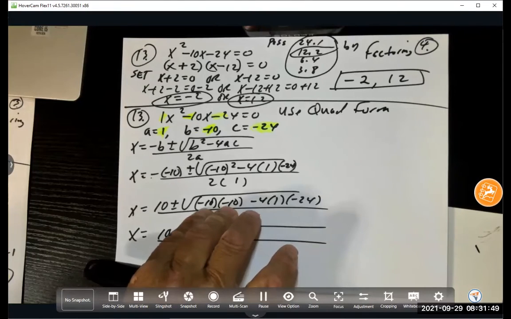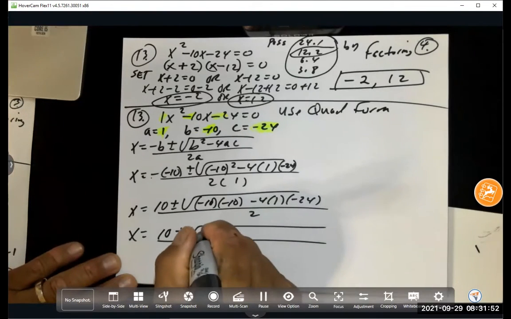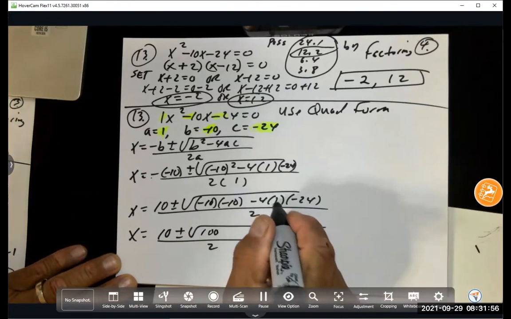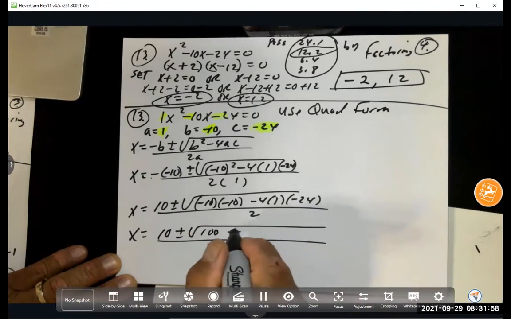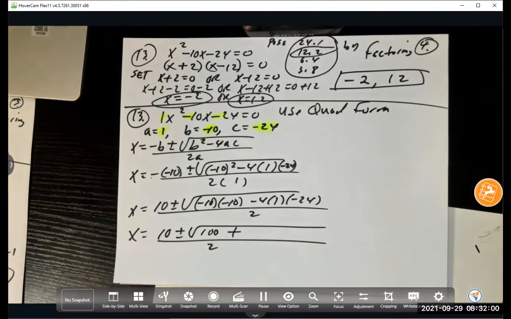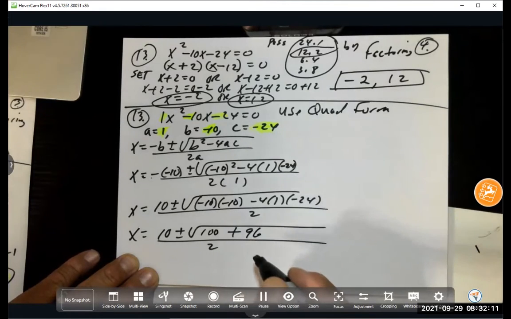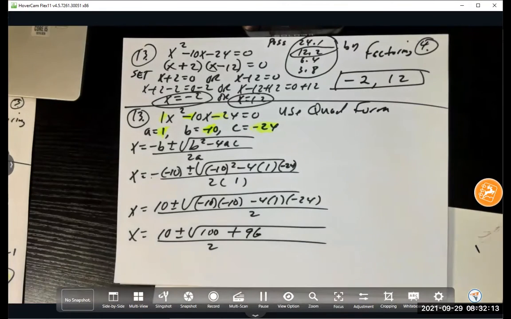There's 100. There you go. And then a negative to the positive to the negative. You give me a positive something? Let's see. Negative 4 times negative 24 is positive 96. Like that? Okay. Yes. So now I'm going to add those two numbers together.